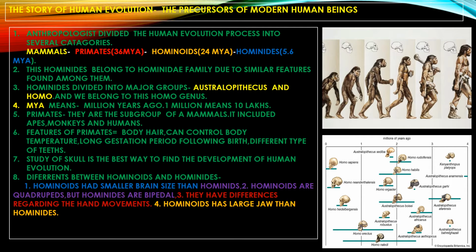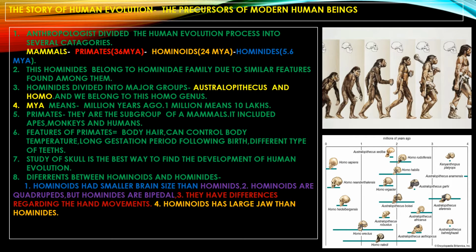And these hominids, which belong to 5.6 Maya or 56 lakh years ago, belong to the hominidae family, because the hominidae family has different distinctive characteristics and features. Hominids have been divided into two genera, Australopithecus and Homo. And we, the modern humans, belong to the Homo genus.